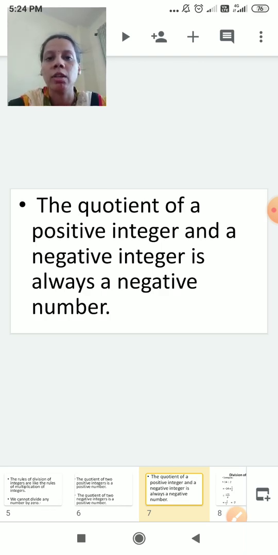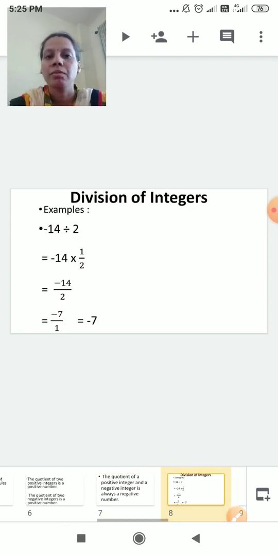I hope you are clear with all the rules of division. Yes, if both the numbers are positive numbers, then the quotient is a positive number. Correct. If both the numbers are negative, then the quotient is a positive number. And if one number is positive and the second number is negative, then the quotient is always a negative number. Now we will solve the sums based on this division of integers. These are the examples. We will solve these examples first.